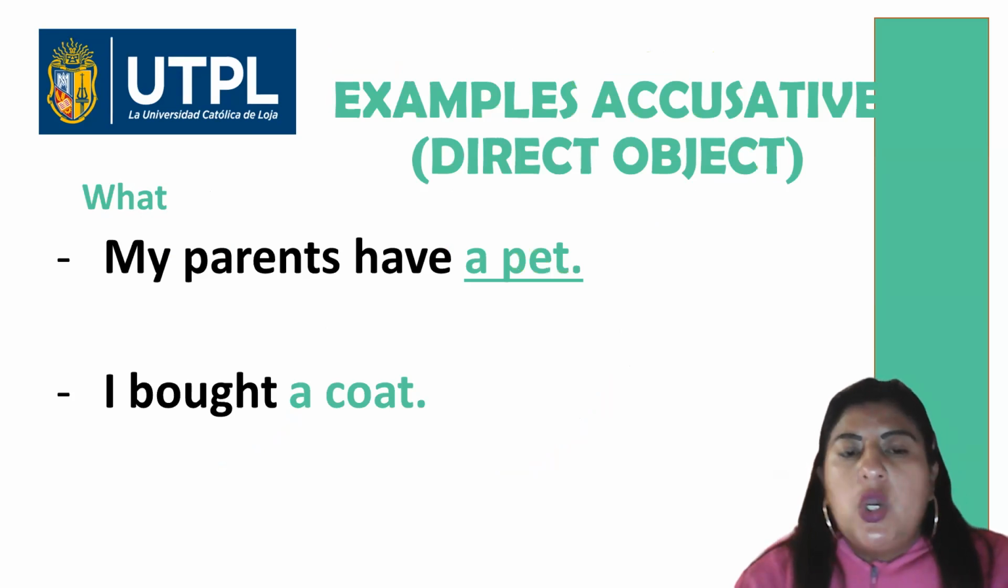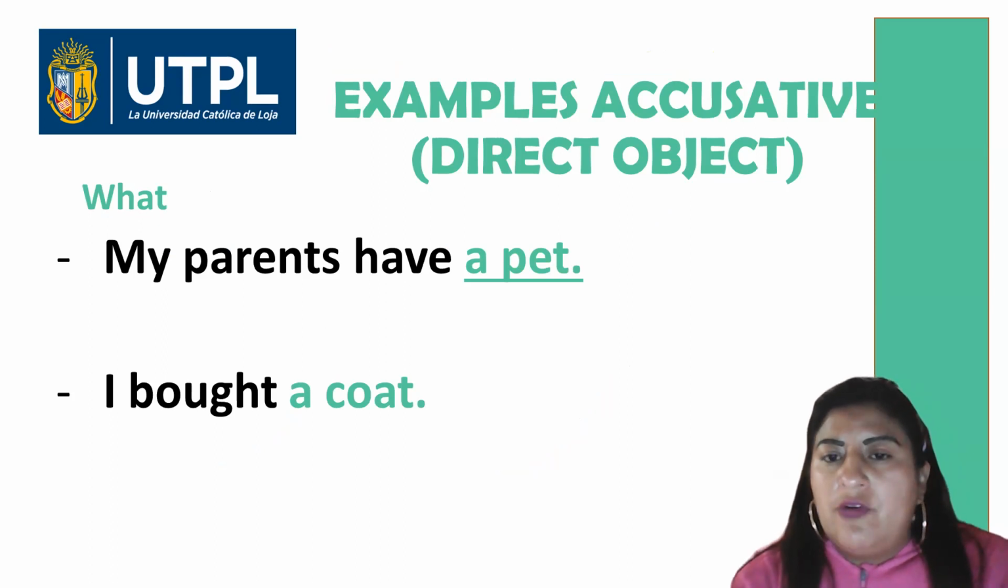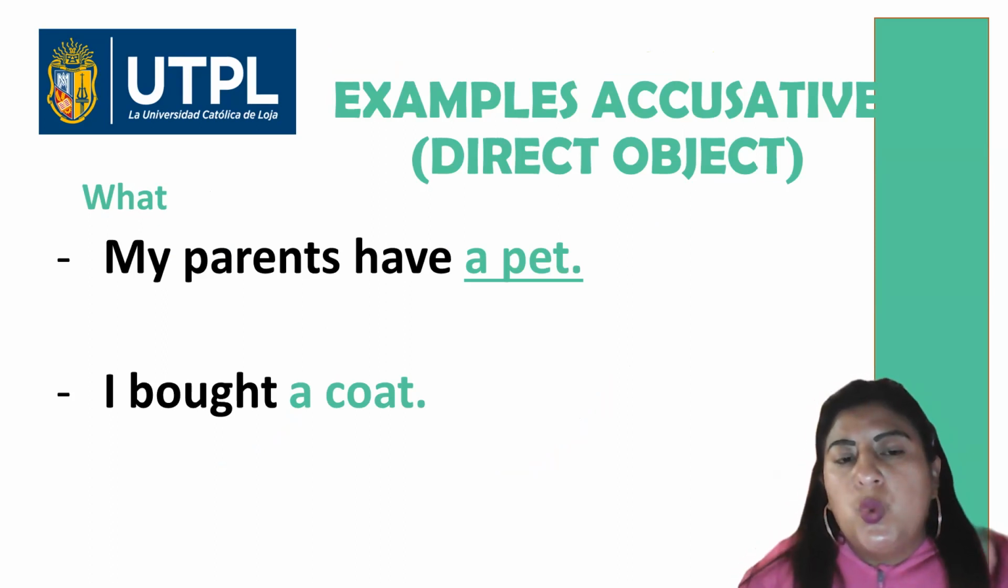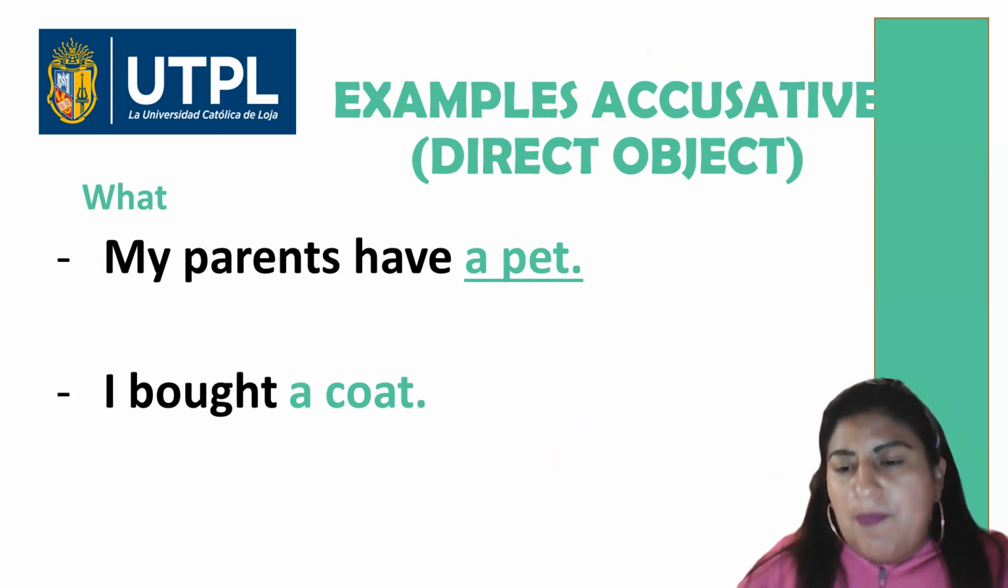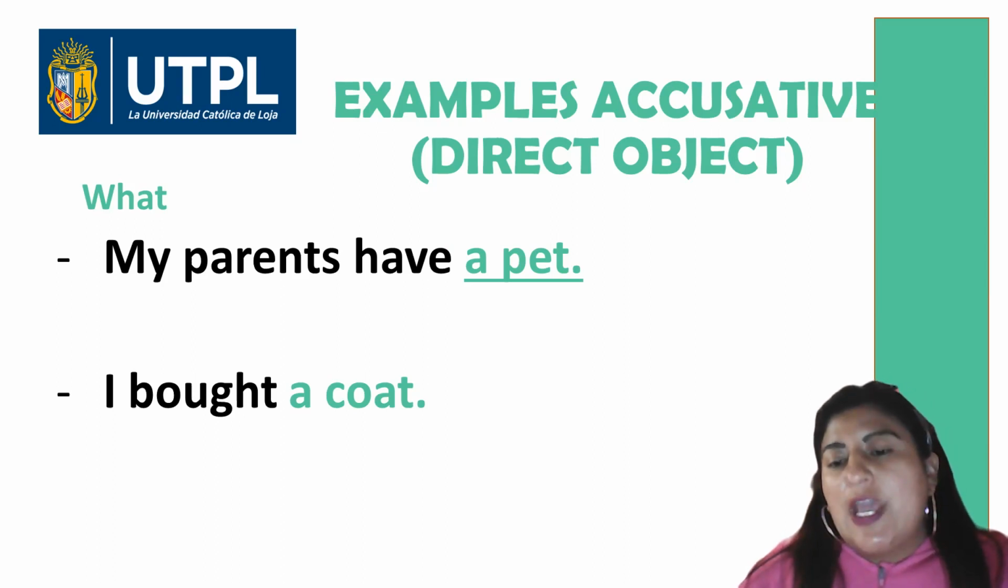I wrote some examples about direct object. In the accusative case, we have a direct object, and I have 2 examples about what. Don't forget that for a direct object, we have to answer the question word what. This example says my parents have a pet. What do my parents have? A pet. It follows the action. I bought a coat. Also, in this case, I answer the question word, that is what. What did I buy? I bought a coat.